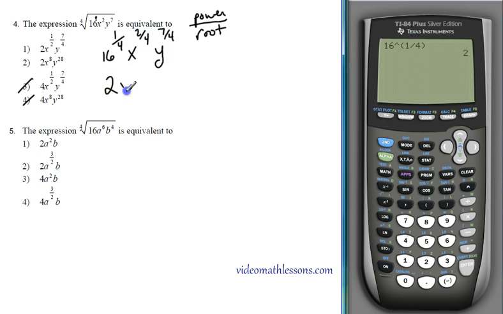2/4, when I reduce it, I get x to the 1/2. The 7/4 doesn't reduce, so 7/4. So we take a look, and it's going to be choice 1.